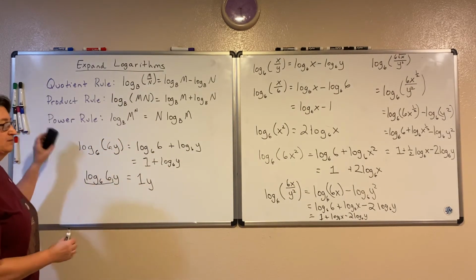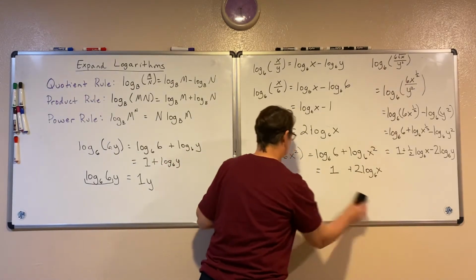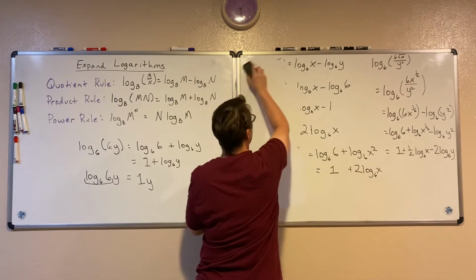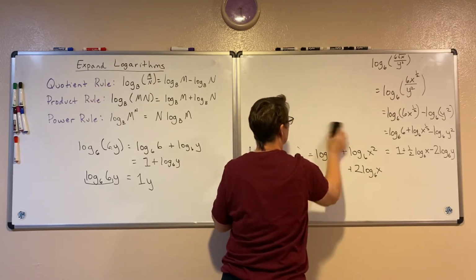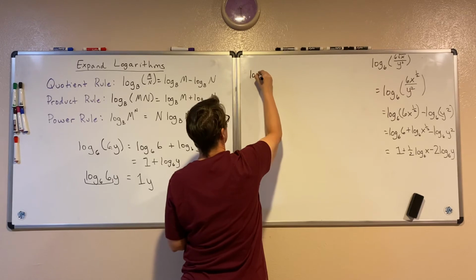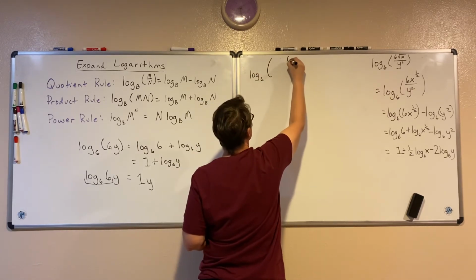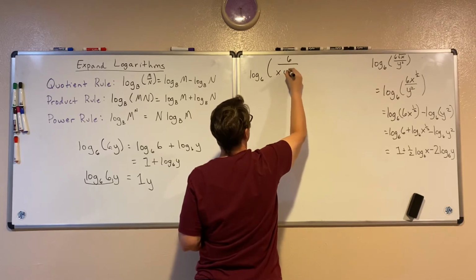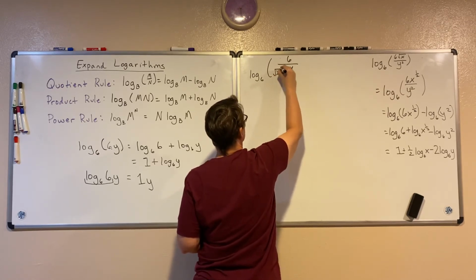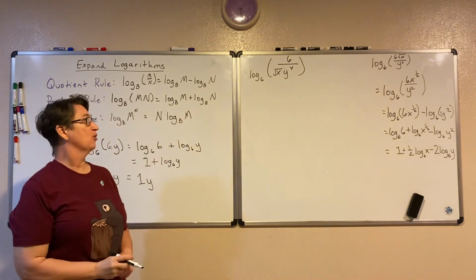Let's do one last one where we're putting everything together, a little more difficult problem, and then we'll have used our properties to expand these logs. So here's log base 6 of 6 over x to the y fourth. Let's make it the square root of x times y to the 4th power.